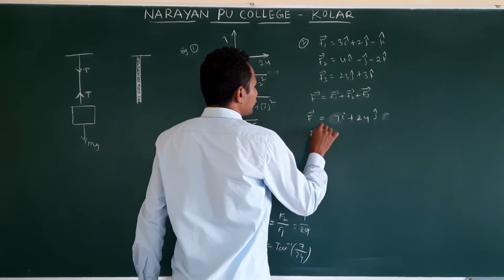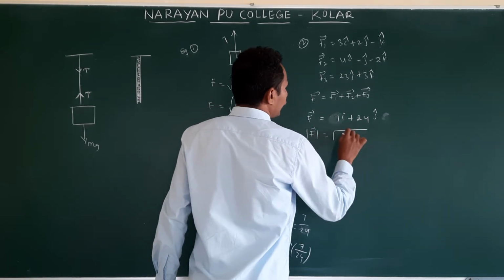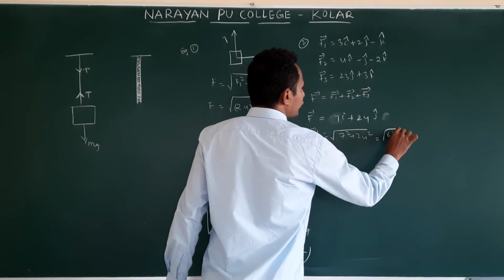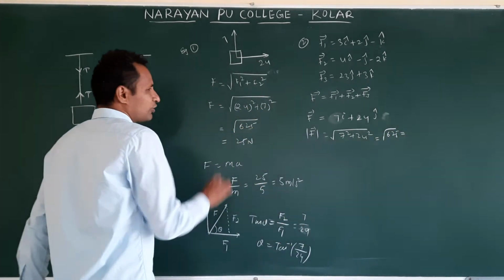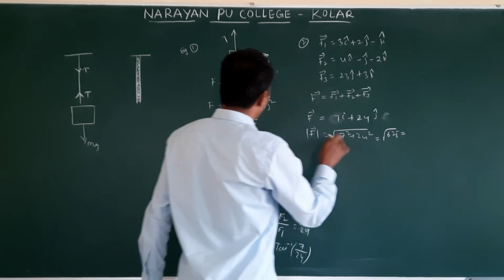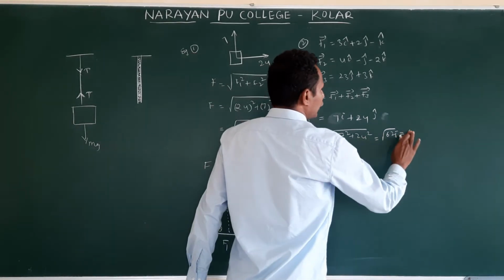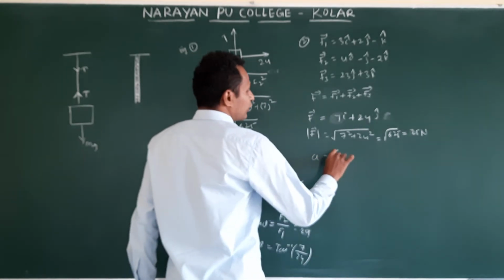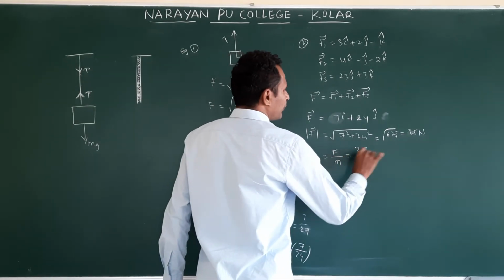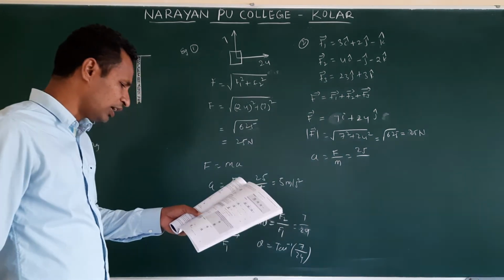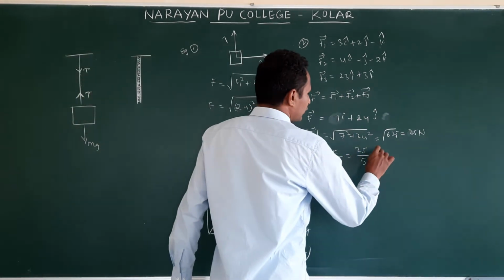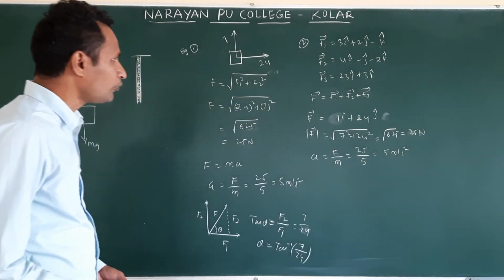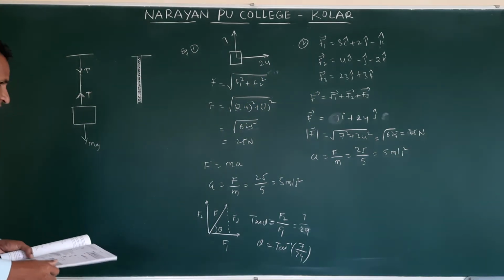Then find the magnitude. The magnitude is under root of 7 square plus 24 square. This is equal to 625, same as previous, so same values 7 and 24. So 25 Newtons. They are asking for acceleration. Acceleration is equal to F by m. 25 by, what is the mass of the object according to the question? 5 kg. So this is 5 meter per second square. Okay. If they ask the direction, follow the same.